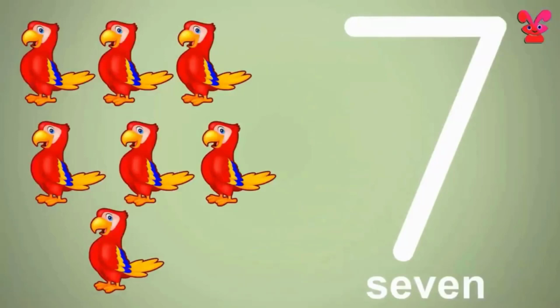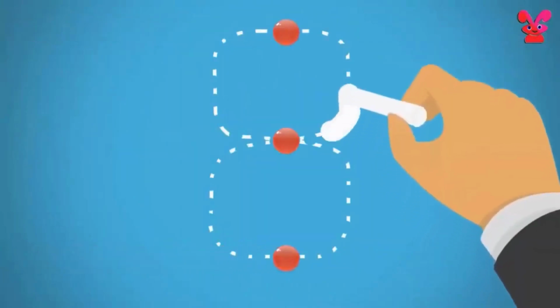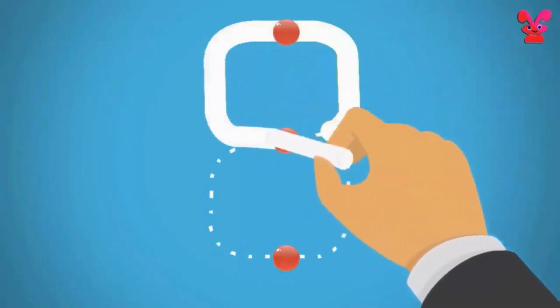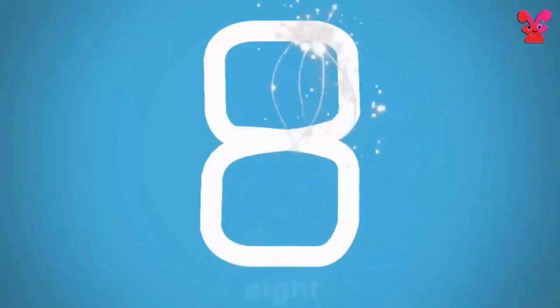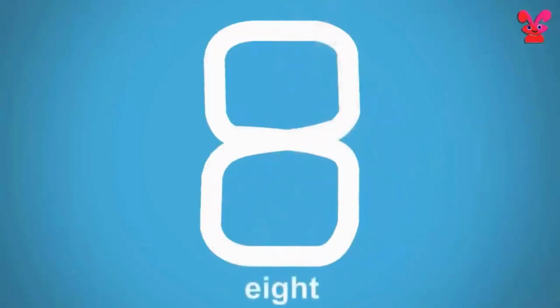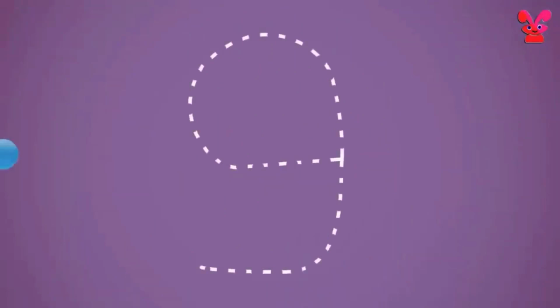7 parrots. 8. Follow the dots to write the number. 8 pots. 9. Follow the dots to write the number.